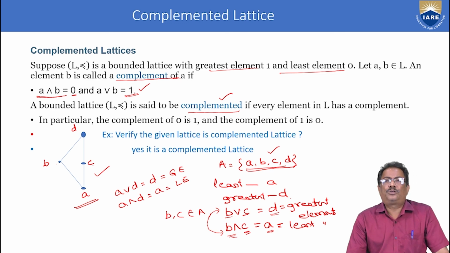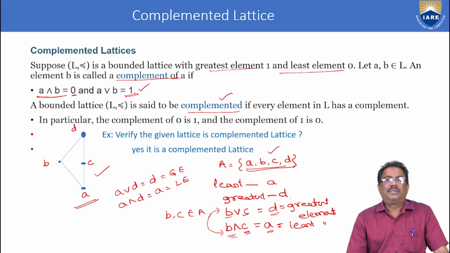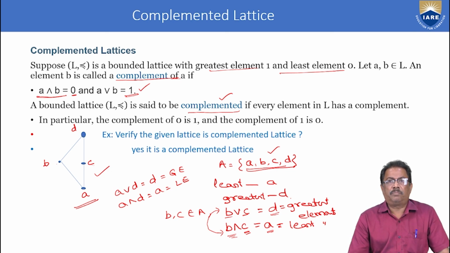So when we say that two elements are complements of each other, the greatest lower bound is equal to the least element, and the least upper bound is equal to the greatest element. Then we can say that those two elements are complements of each other. Whenever A and B equal the least element, and A or B equals the greatest element, then A is a complement of B and B is a complement of A. Whenever this exists for all the elements of L, then it is a complemented lattice.